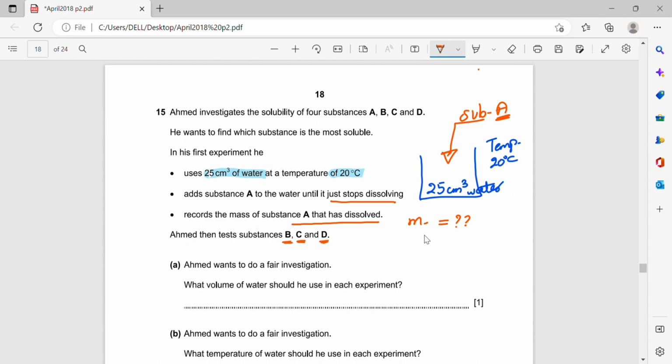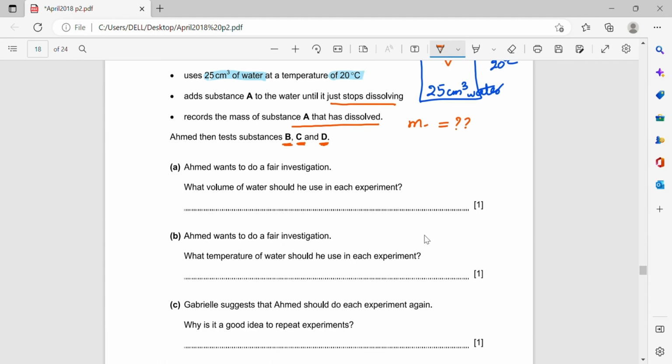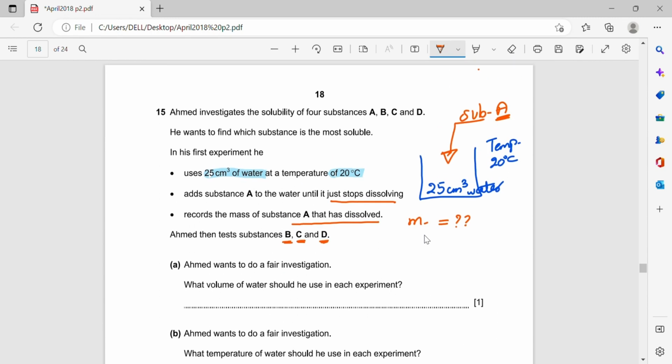Okay. طب Ahmed wants to do a fair investigation. What volume of water should he use in each experiment علشان الريزلتس تبقى fair يقدر يعمل ايه؟ He should use the same volume of water which is 25 cubic centimeters. يبقى الأنسر is 25 cubic centimeters.